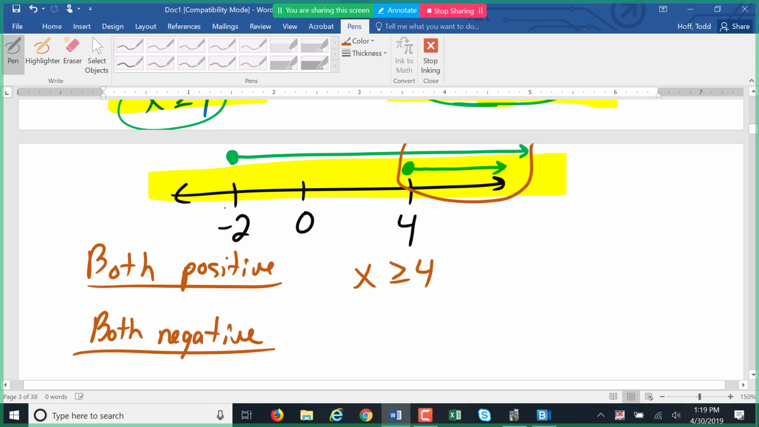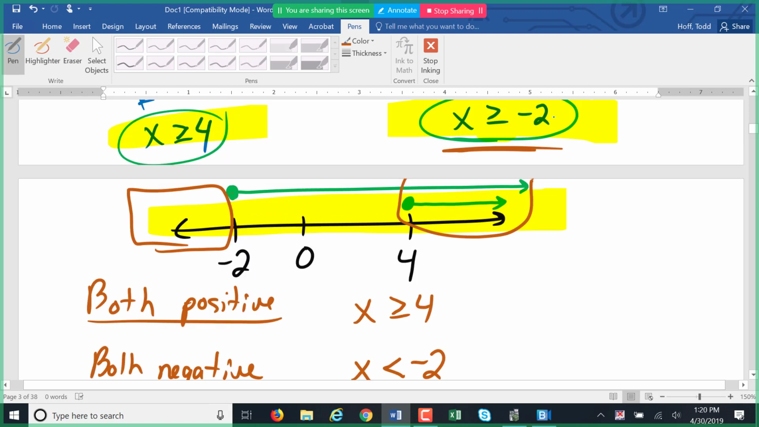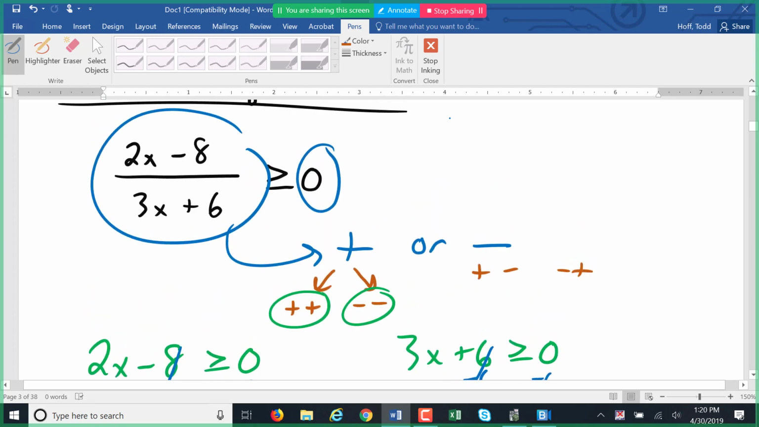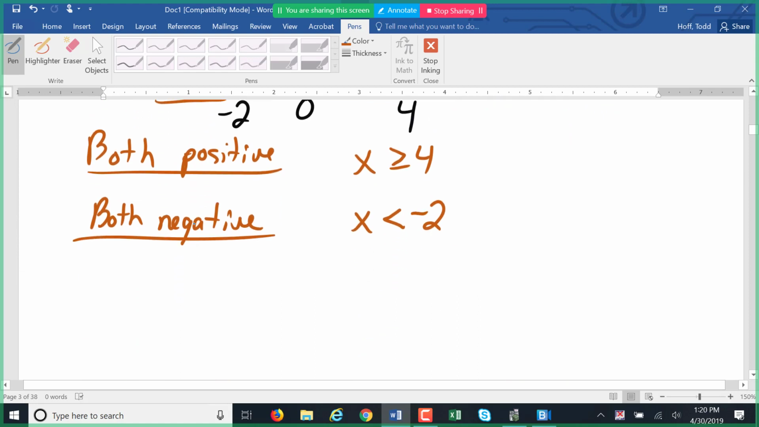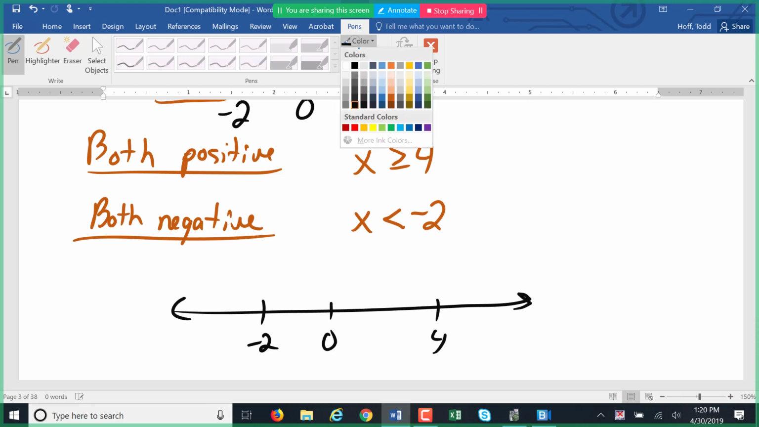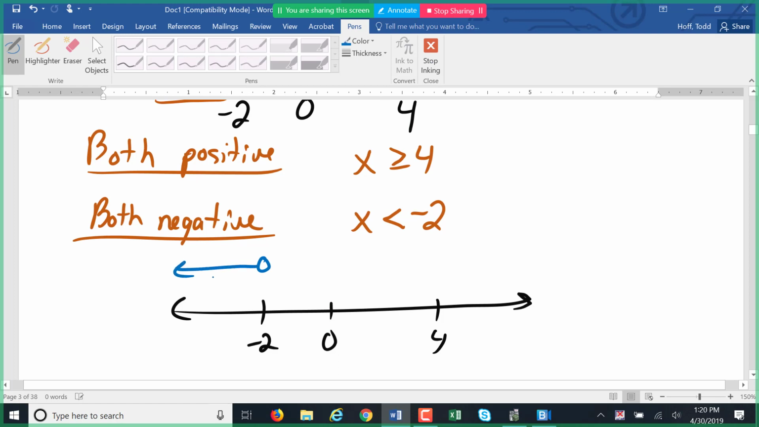Where are both negative? Well, down here, if x is strictly less than negative 2. Why is it strictly less than? Because if it equals negative 2, this one was true. Also, by the way, if it equals negative 2, this would be 0, and we can't divide by 0. So the solution here is: x less than negative 2, or x greater than or equal to positive 4. Or, of course, you could have the round bracket and the square bracket if you wanted to.